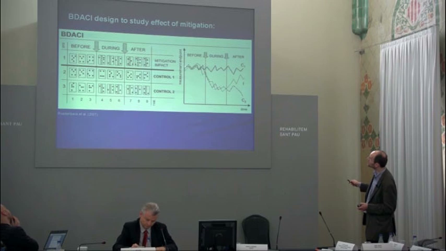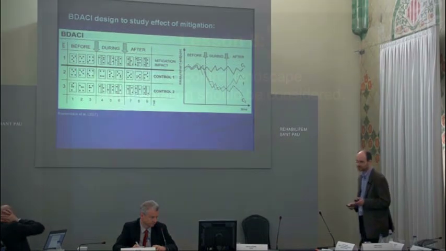And here you would expect that the impacted site first would show the same effects as the landscape with road, which is not mitigated, and then the mitigation would improve the situation so that it would be comparable to the control site. That's the landscape without a road.